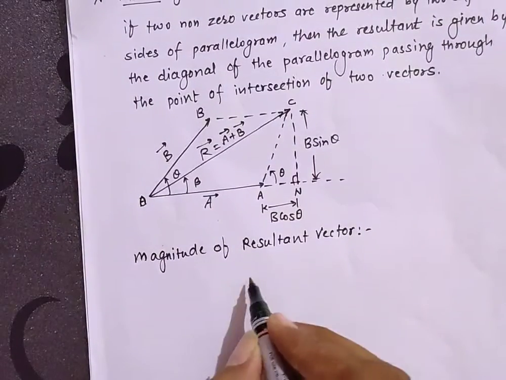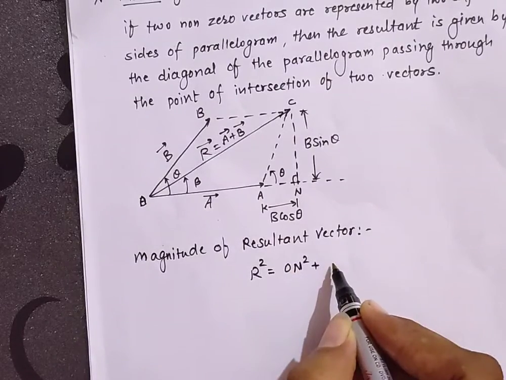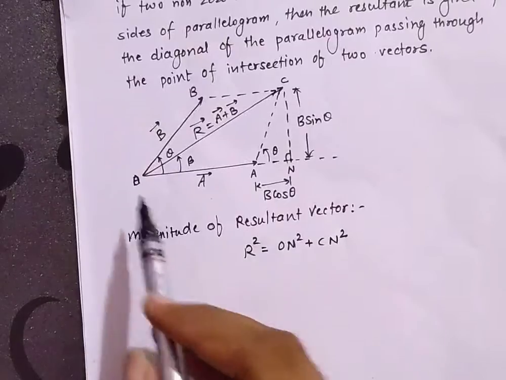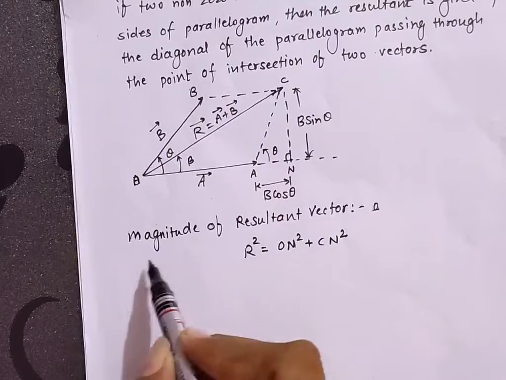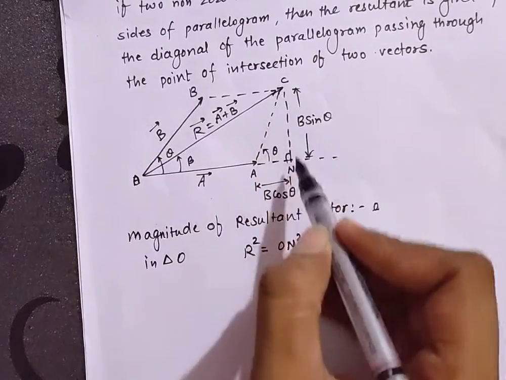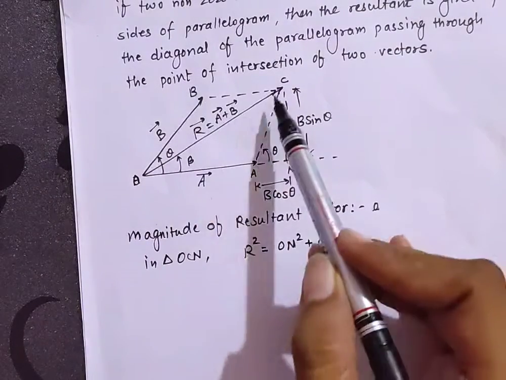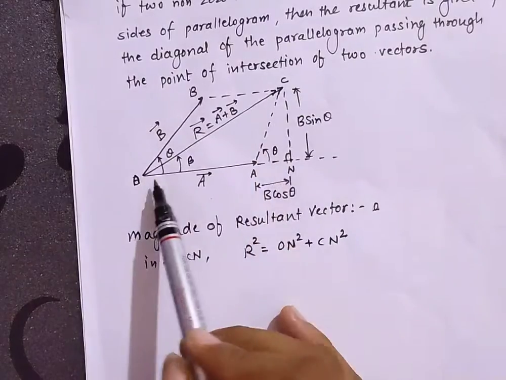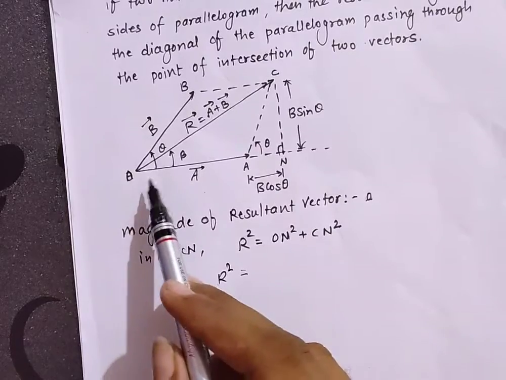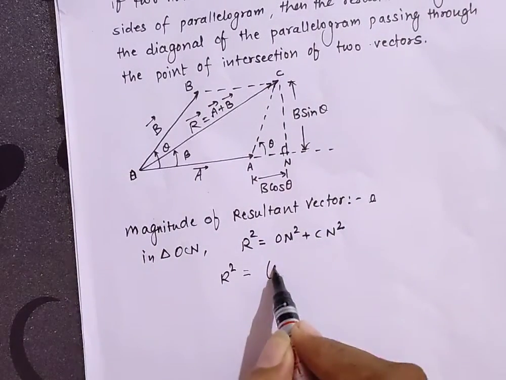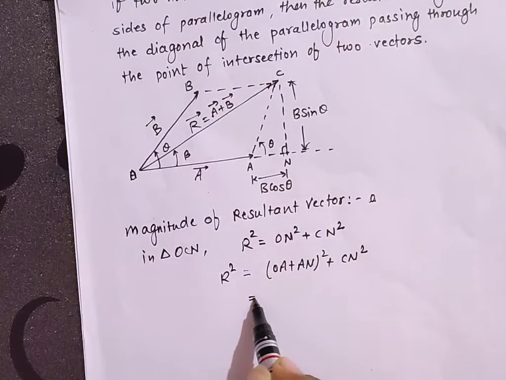Then R square is equal to ON square plus CN square. In this triangle OCN, this is a right angle triangle. R square, the hypotenuse square, is equal to the perpendicular square plus base square. So R square is equal to ON square plus CN square. ON can be written as OA plus AN, so (OA plus AN) whole square plus CN square.